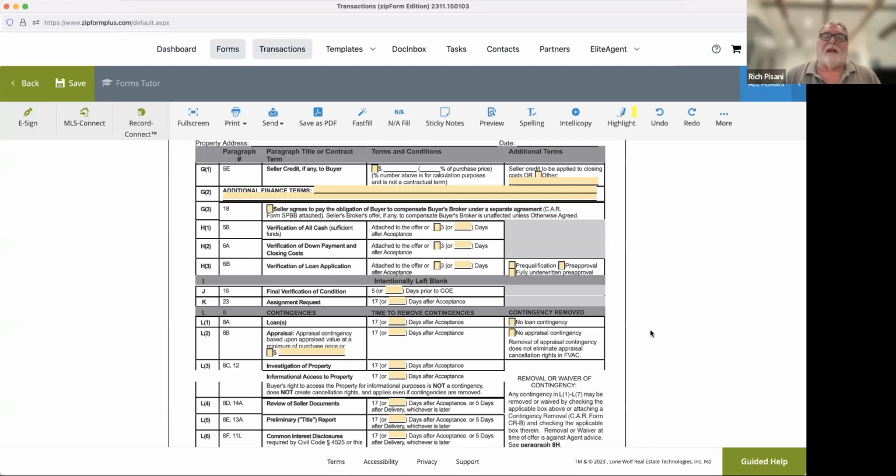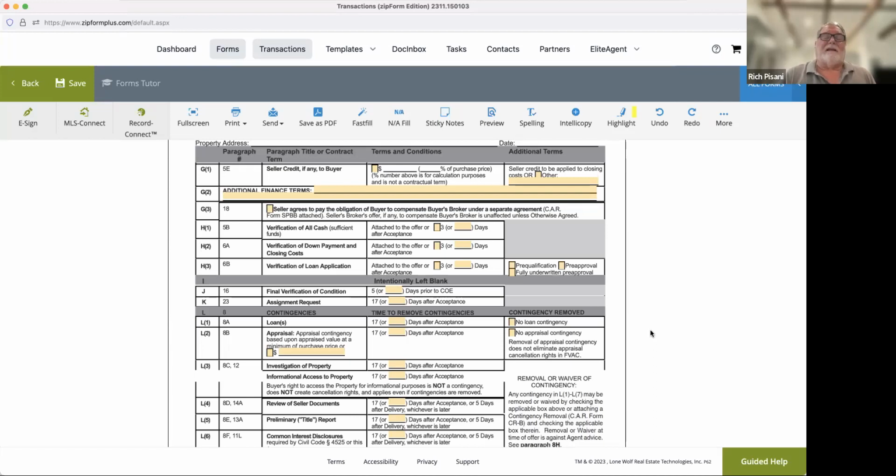Verification of cash defaults to attached. And same with verification of down payment and closing costs, and verification of loan application. The default is attached with the offer.